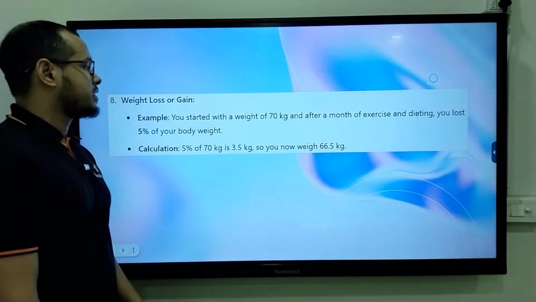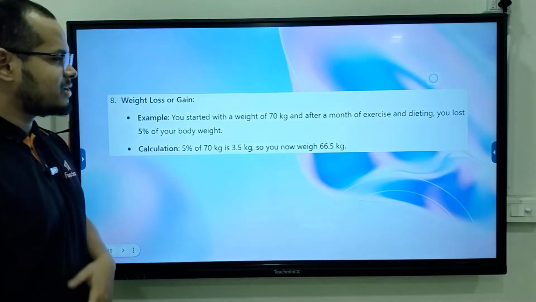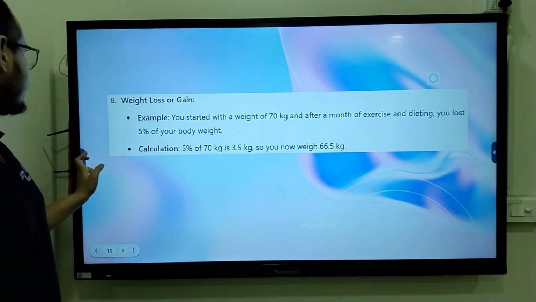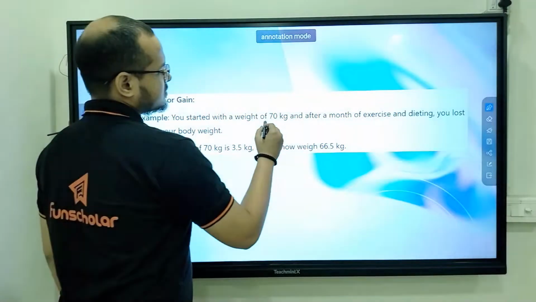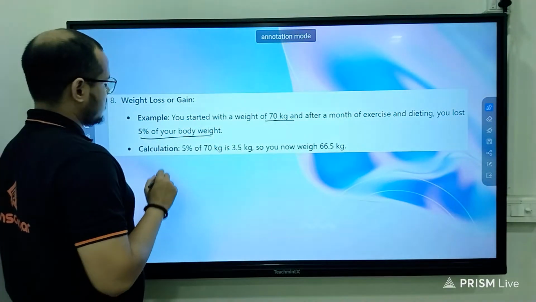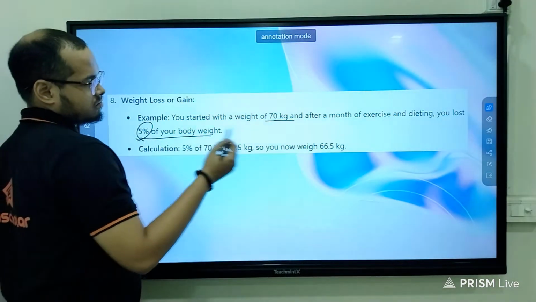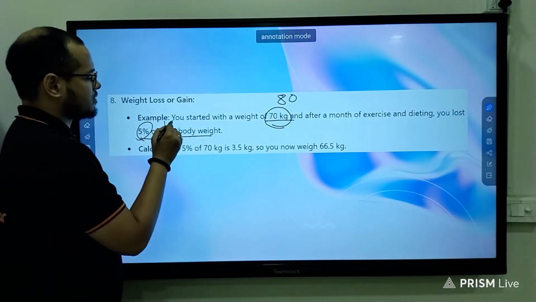Now this is something that I really need for myself: weight loss. You can see I need to lose weight after dieting. So what does the question state? You started out with a weight of 70 kg. After a month of exercise and dieting, you lost 5% of your body fat. So my weight is around 80 kgs and I want to lose 10% of my body fat.